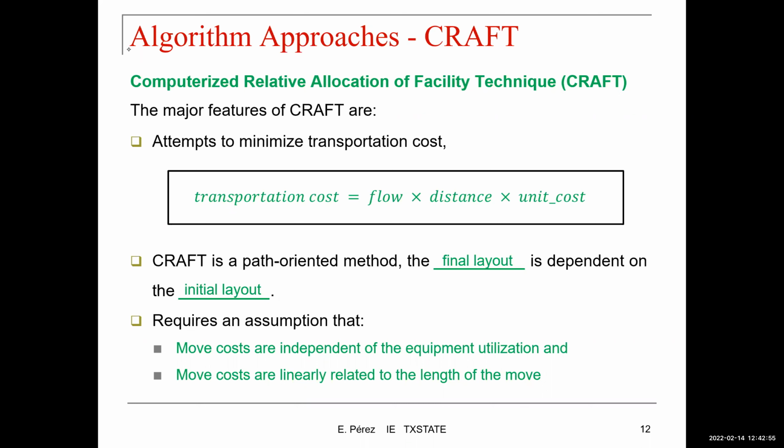Move costs are linearly related to the length of the move. So we have that assumption, meaning that the farther you have to travel, most likely it is going to cost you more. So they are linearly related to the length of the move.